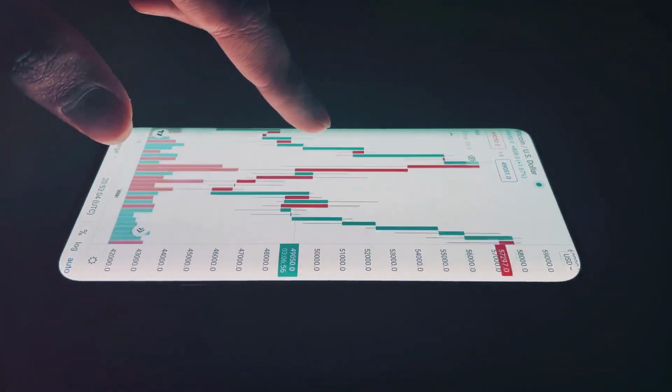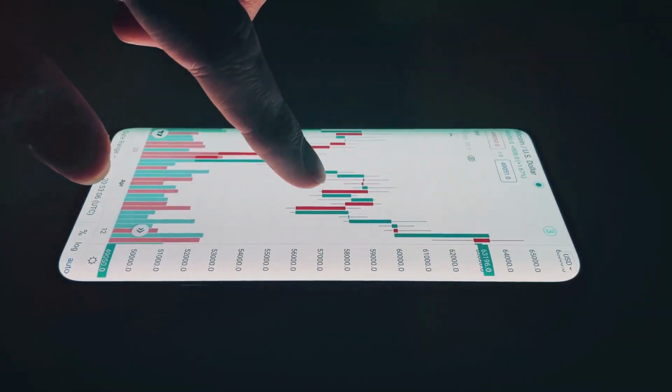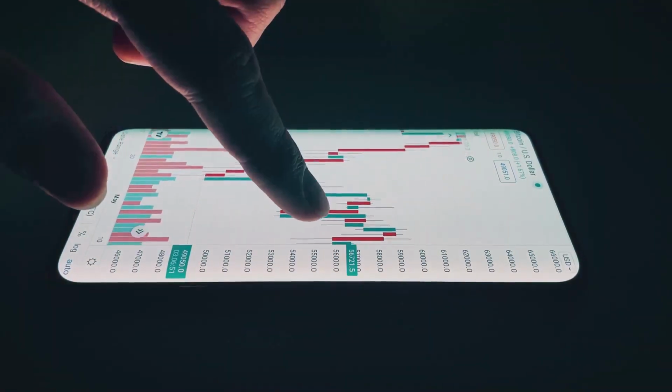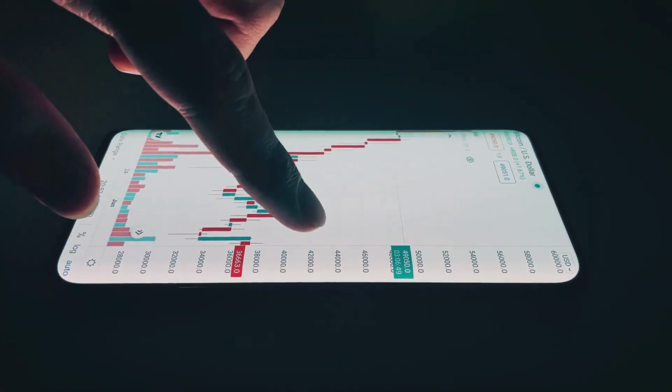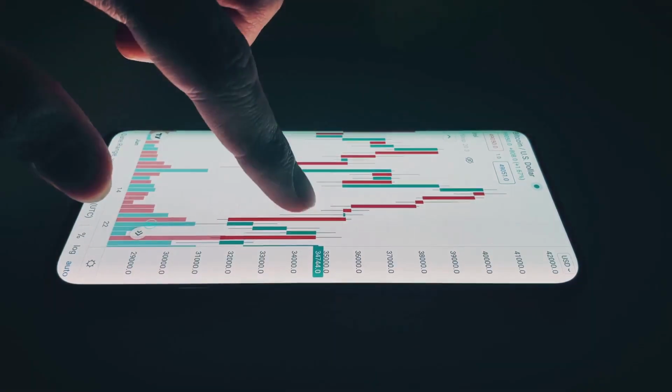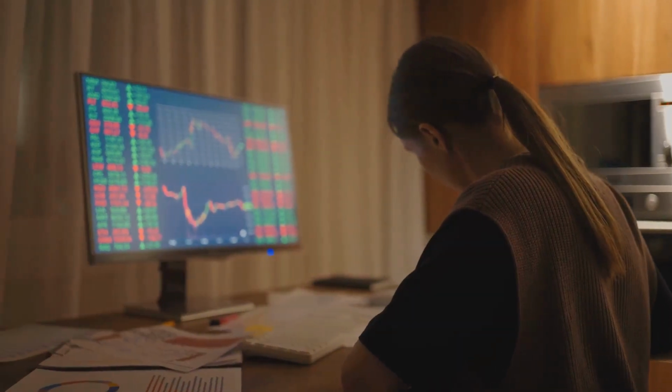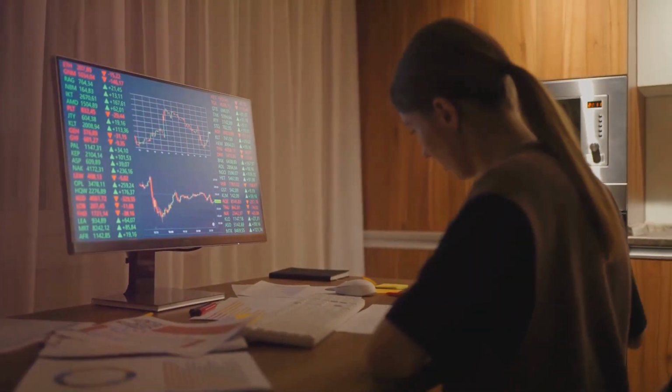Now let's talk about time frame. This is the period that a trader chooses to analyze. It could be as short as a minute for a day trader, or as long as a year for a long-term investor. Choosing the right time frame is like choosing the right lens for a camera. It helps you focus on what's important.